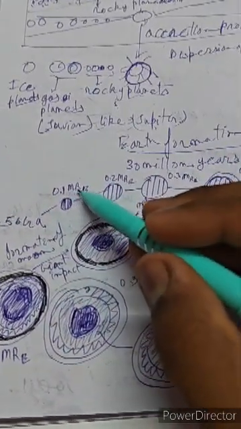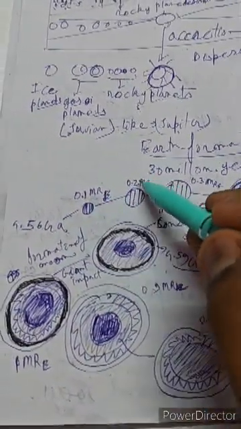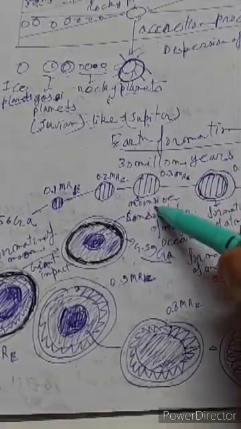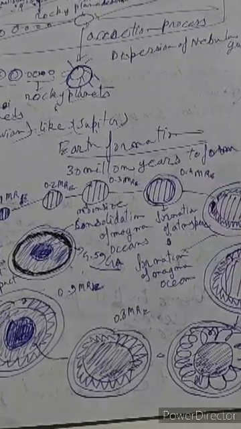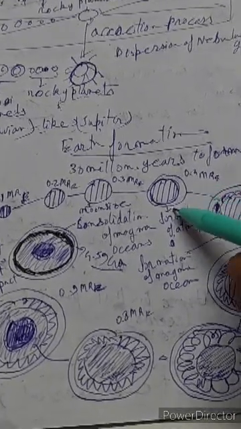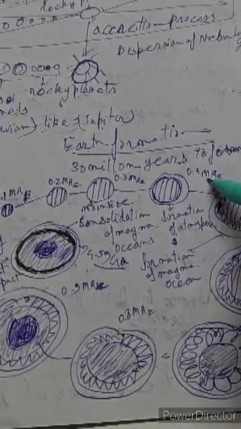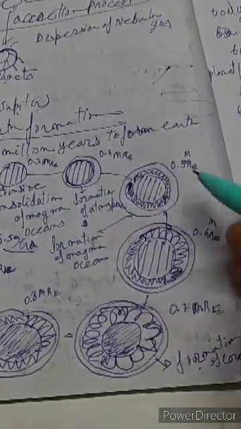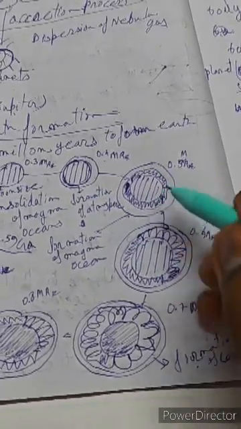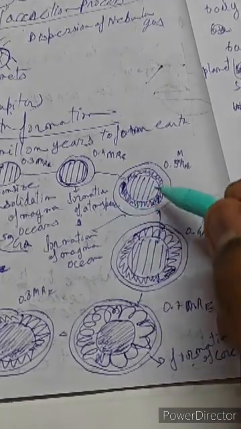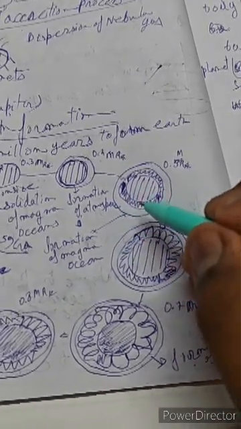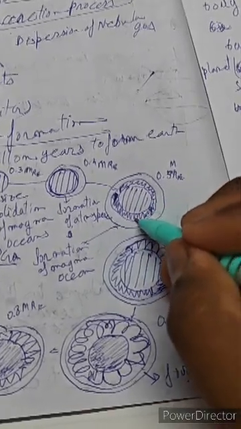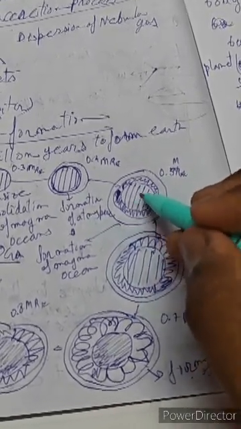Let's see 0.1 MRE here, 0.2 MRE, and 0.3 MRE is important because it is the size of the Moon. At 0.4 MRE the first atmosphere is formed. At 0.5 MRE we get the formation of a magma ocean. What is it? It is the magma ocean.